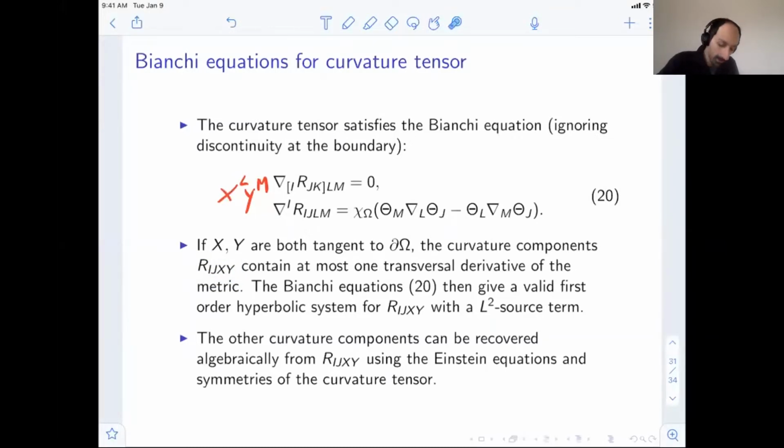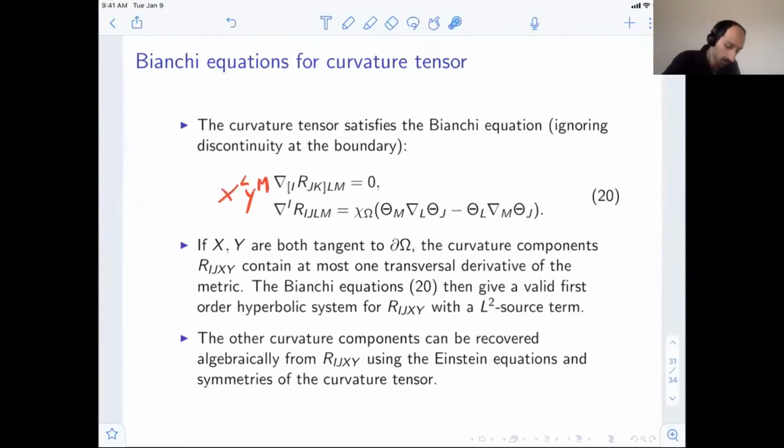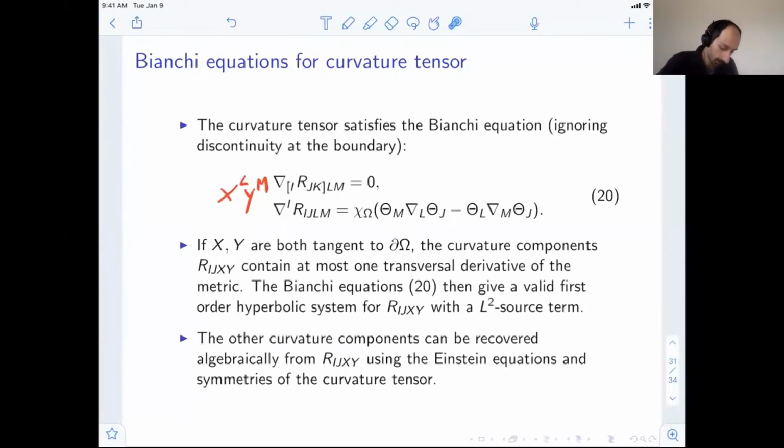Okay, but once I have that, then I use the symmetries and the Einstein equations themselves algebraically to recover the remaining curvature tensors, curvature components. So the only differential equations for the curvature that we consider are the ones where the last two components are tangential. Everything else is recovered algebraically. Okay, so that was this last equation.